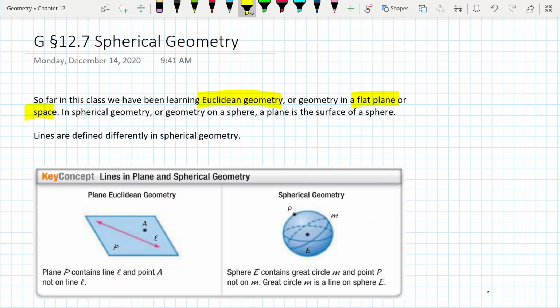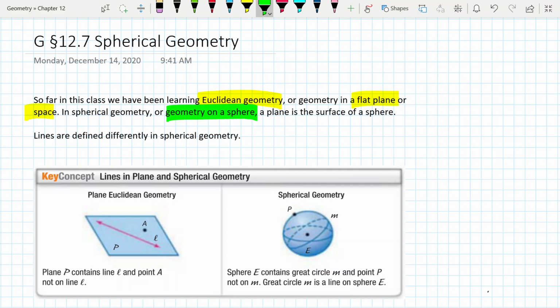Spherical geometry is different because it's the geometry on a sphere. So instead of working on a flat piece of paper, you're working on a sphere. So you can imagine this like you're working on a globe, which is pretty much what's happening, right? You actually live on a globe right now. It's not exactly a sphere. It's called a spheroid because it's squished a little bit, but you're basically living on a sphere.